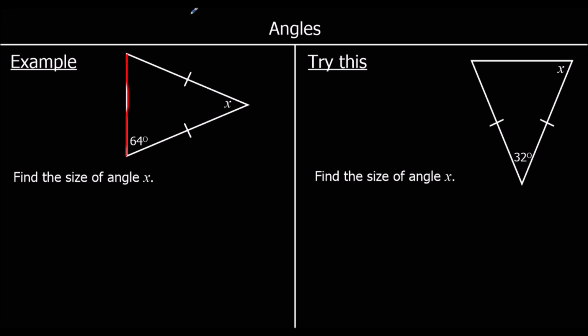So this 64 here, and this will also be 64. So the angles at the base of an isosceles triangle are equal.